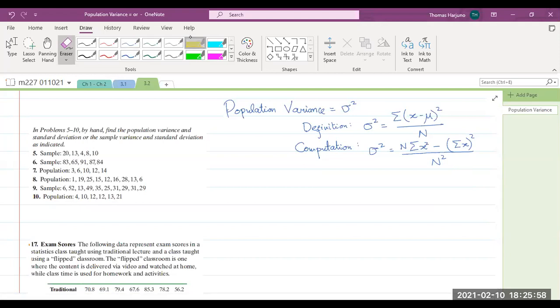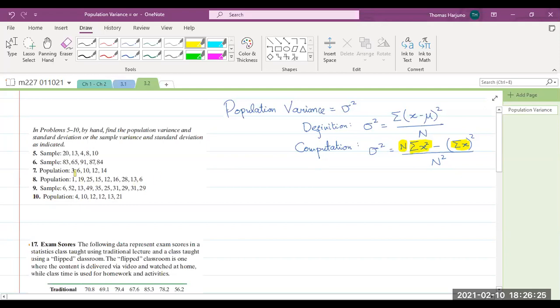Now, the computation formula actually consists of three numbers that we will get first. Capital N, that's the number of data. The sum of X, that's the numerator of the mean when we compute the population mean. And then the third number is the sum of X squared. That's for the population variance.